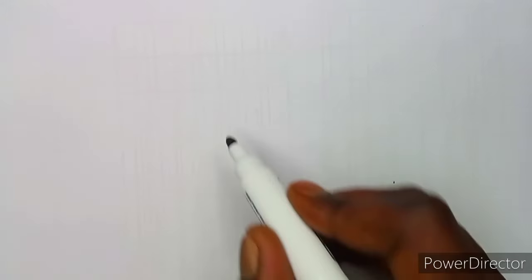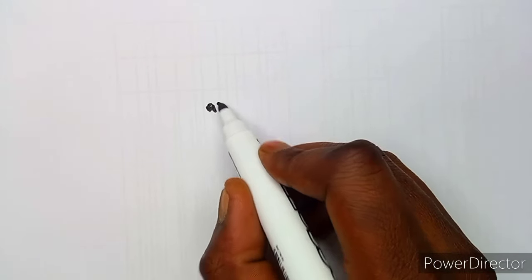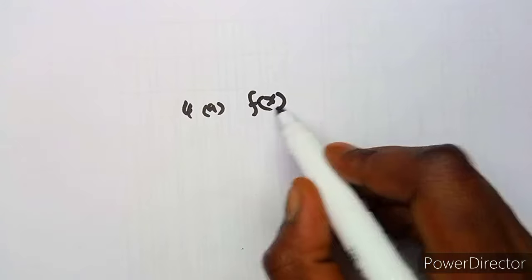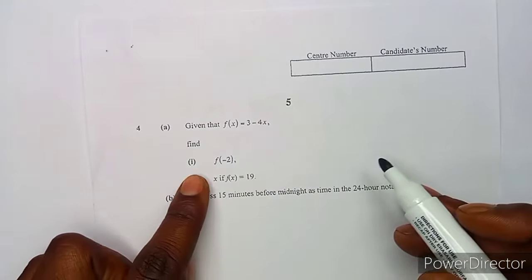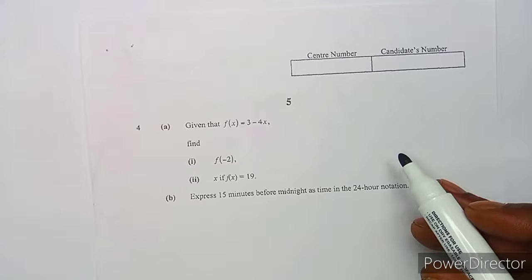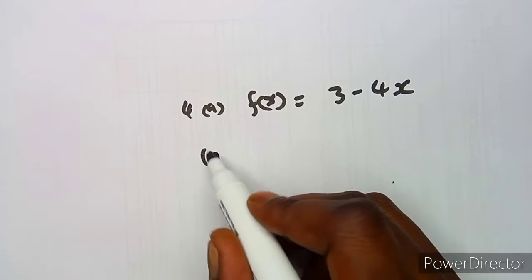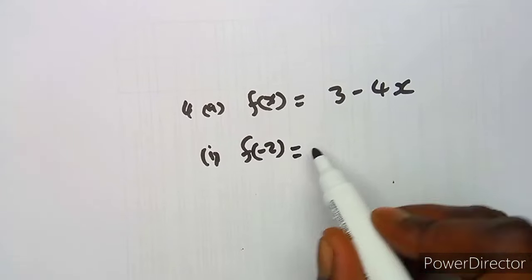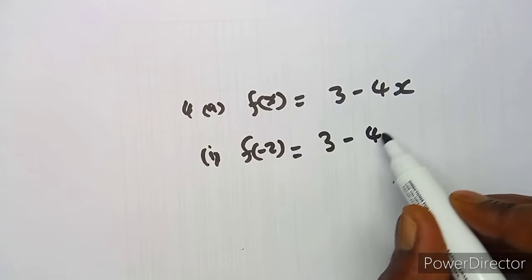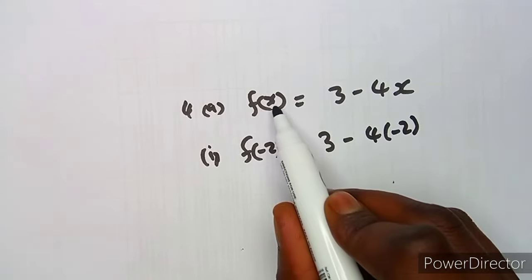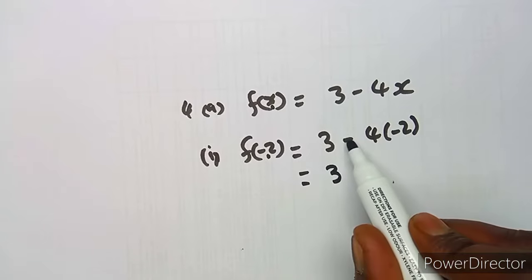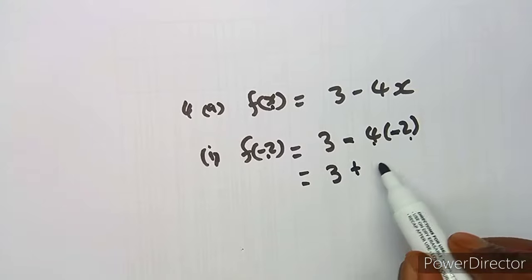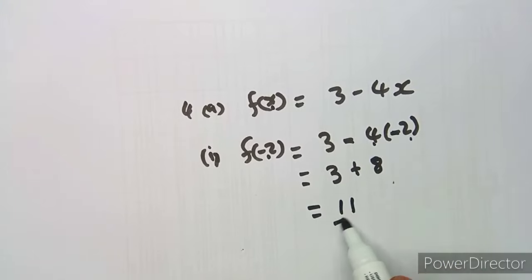All right, on number 4, we are given a function on 4a. We are given a function f of x which is equivalent to 3 minus 4x, and we are being asked to find item 1, f of minus 2. F of minus 2 simply means we have to substitute. In place of x, we have to replace with minus 2. Where there was x, now there is minus 2. Play your mathematical skills here. Minus and minus, that's a plus. 4 times 2, which is 8. So you can add this to obtain 11.